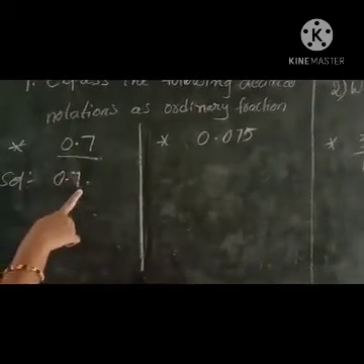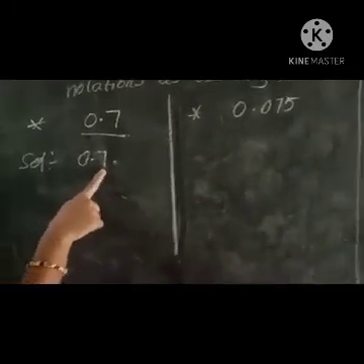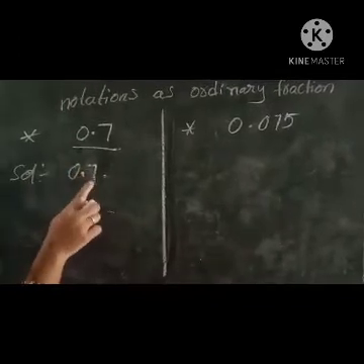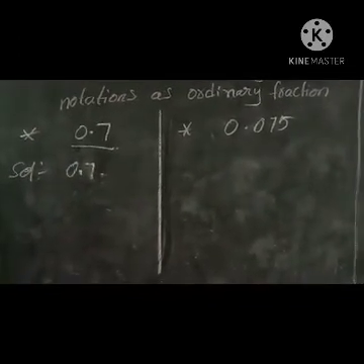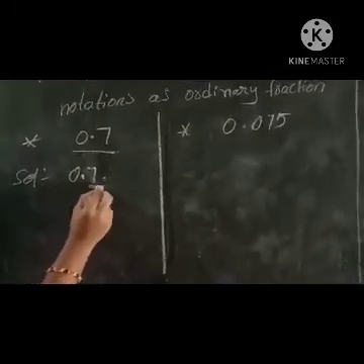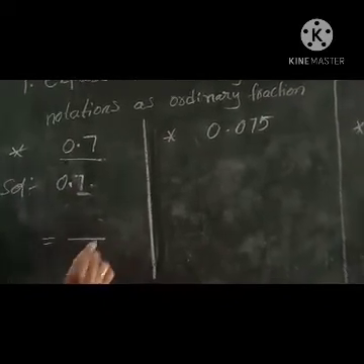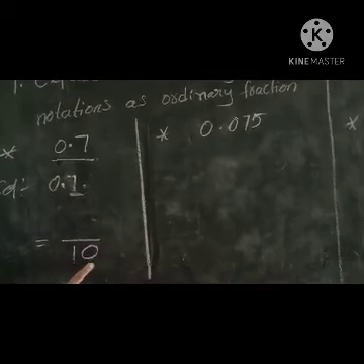0.7. How many numbers are there after 0? How many numbers are there here? Only one number is there. After the point only one number is there now. So which number we have to write at numerator? See here, only one number is there. So if there is one number, what should be in the denominator? 1 0 only. So just write 10.